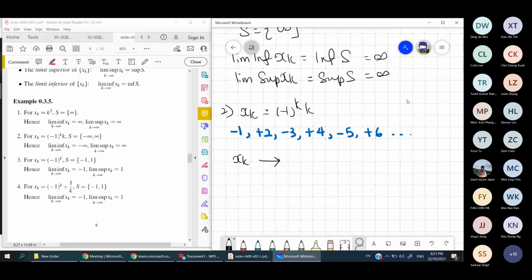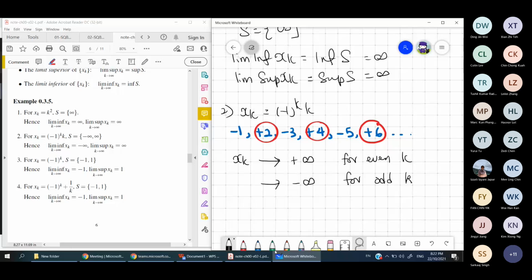It will go to +infinity for even number k. You can see all the even number terms, okay? 2, 4, 6, 8, and so on. And also, it will tend to -infinity for odd number k, okay? By looking at -1, -1. So that means there are two possibilities here.